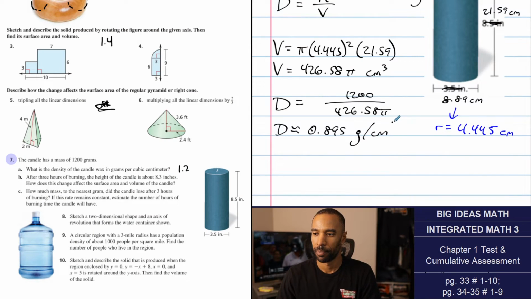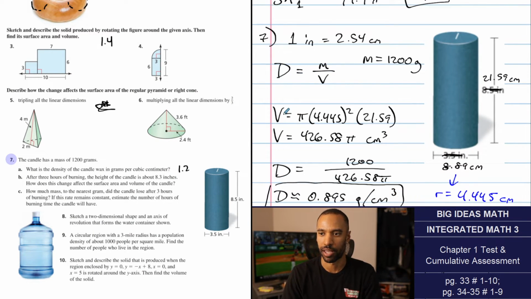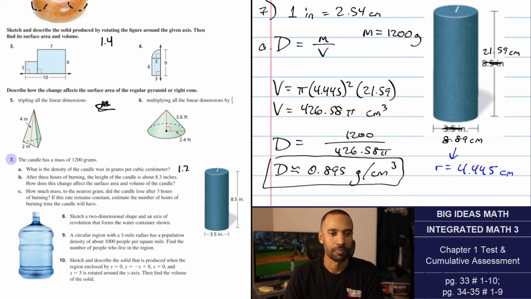Okay, so 0.8954. All right, 0.895. I don't really know how many digits they want, but 0.895 grams per cubic centimeter is what I'm getting for part A. That's just part A. Find the density. There it is.